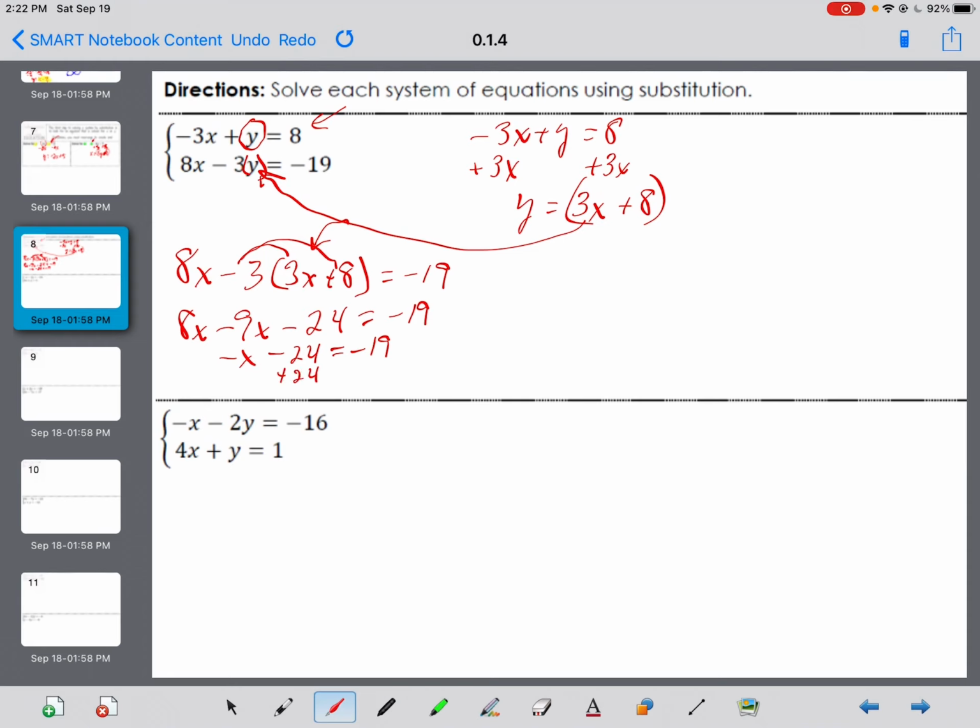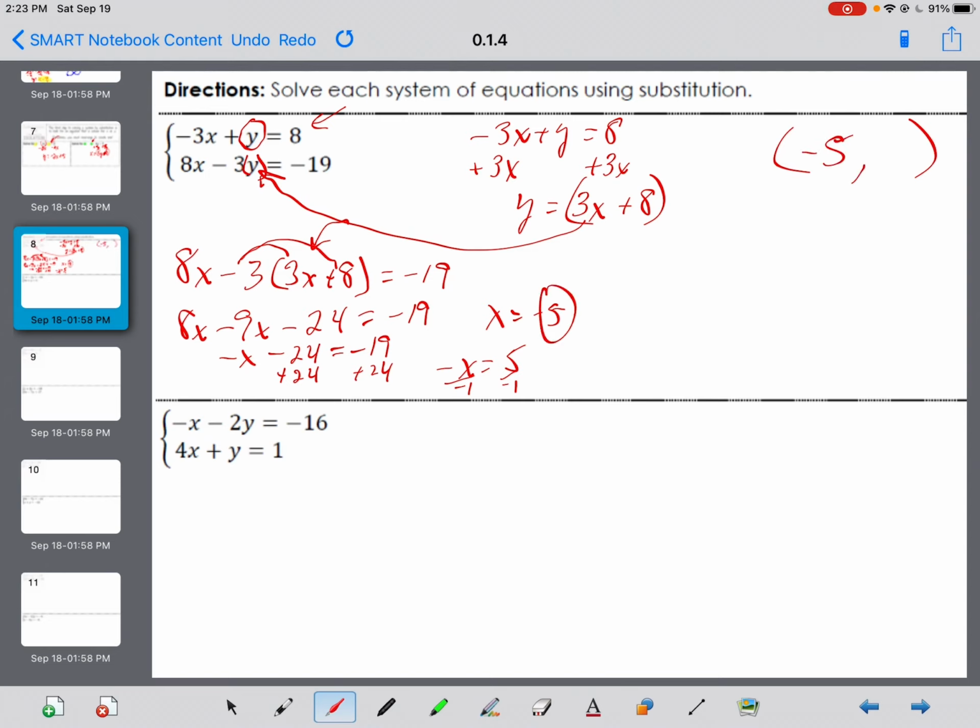Yeah, sure, why not? Add 24. Negative x equals, let's see, from 19 to 24, it's going to be positive. From 19 to 24, 1 to 20, and 4 more, so it's going to be a 5. And then we divide by negative. Okay, so x equals negative 5. All right, so if I'm looking for somewhere to put my stuff, my x is negative 5.